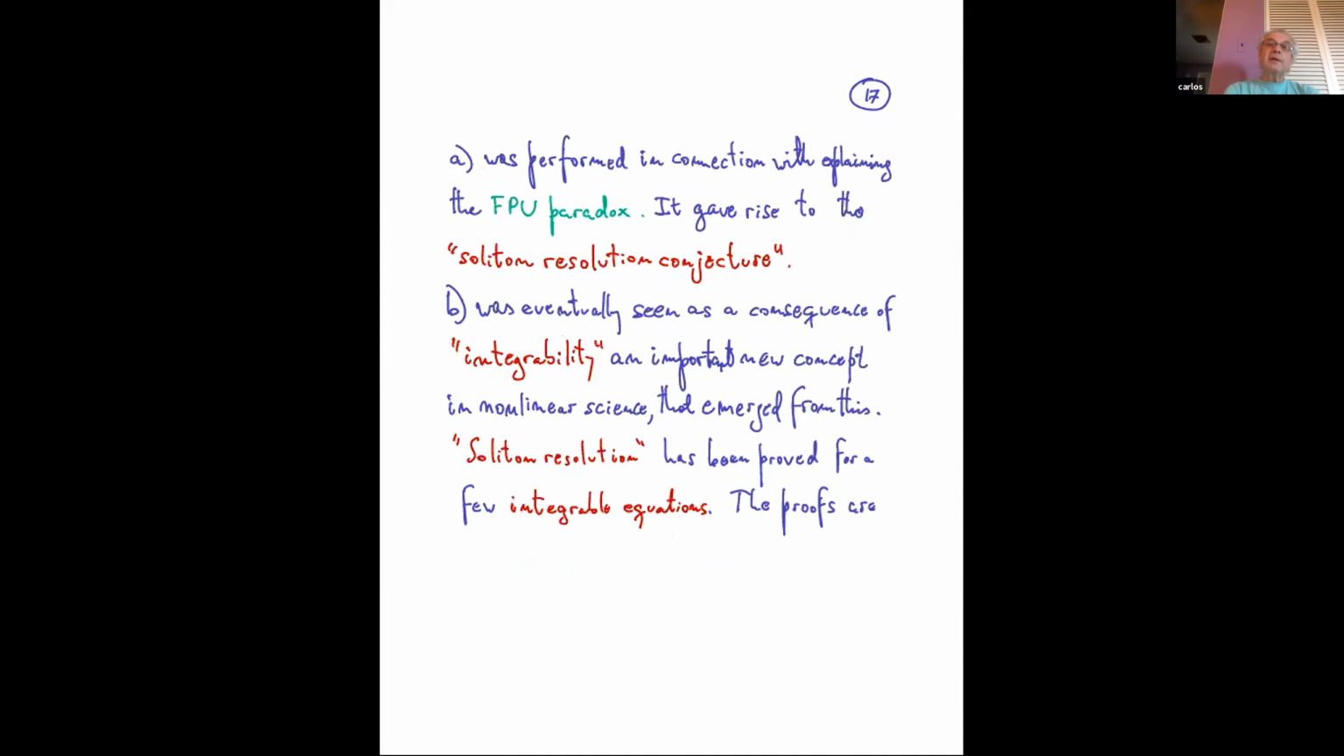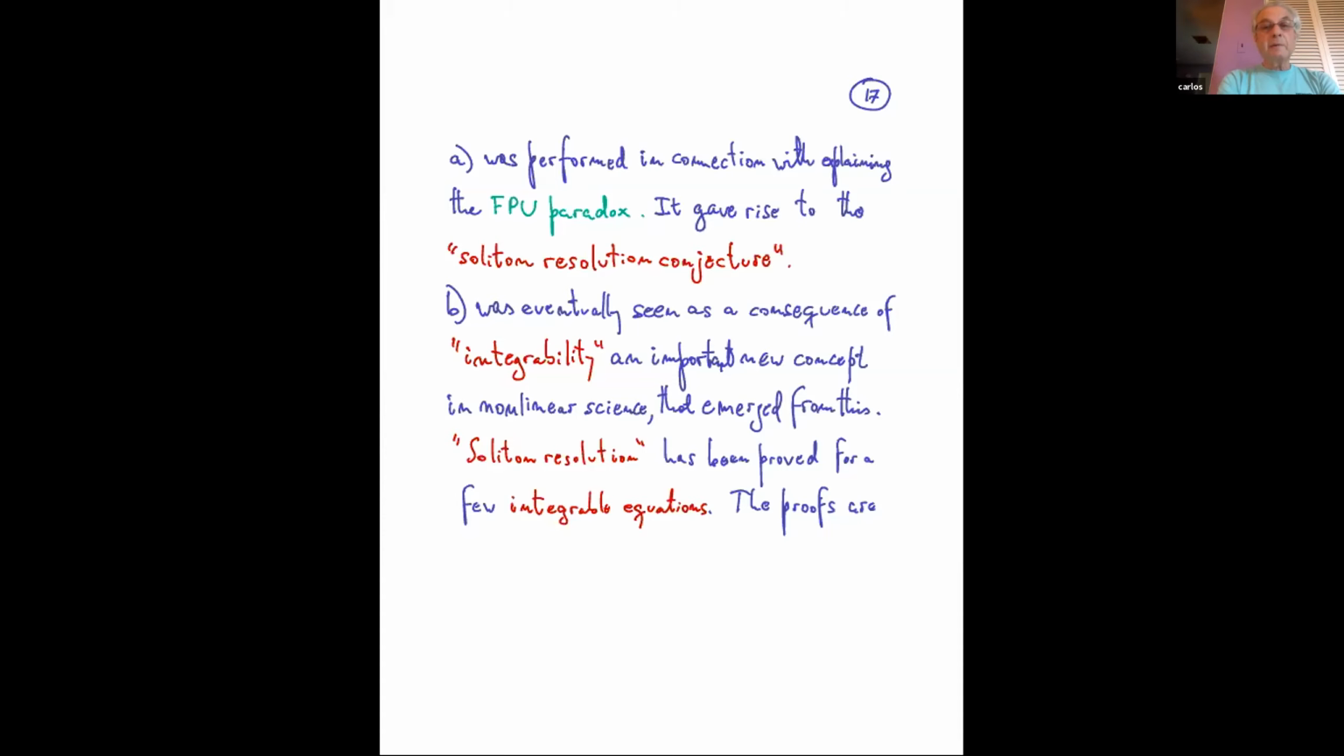So the first part of the experiment was performed in connection with the explanation of the Fermi-Pasta paradox, and this gives direct rise to the soliton resolution conjecture. The second part of the experiment was eventually understood as a consequence of integrability. So the discovery of integrable nonlinear equations. And this was an important new concept in nonlinear science, which emerged directly from the Kruskal-Zabusky experiment.